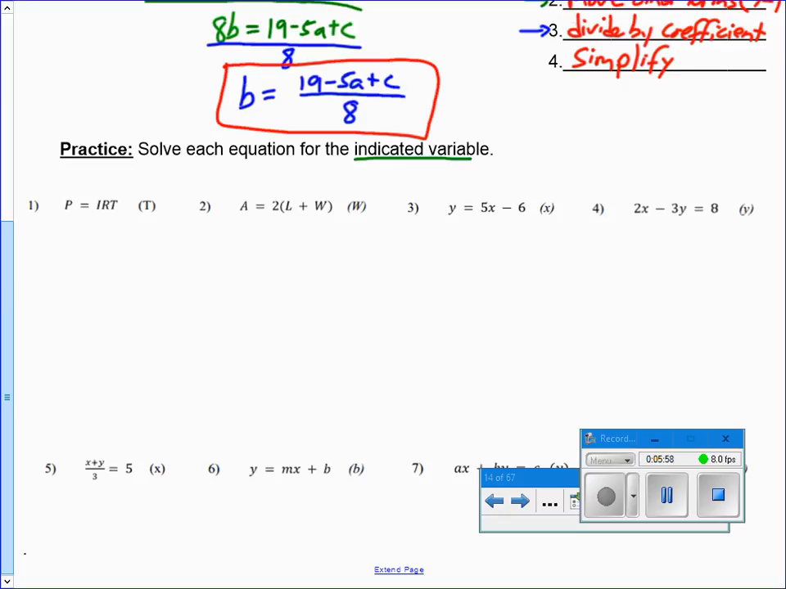The indicated variable is going to be the one in parentheses. So for example, on number 1, t would be your target. So go through and practice those. You've got 8 questions there to practice.